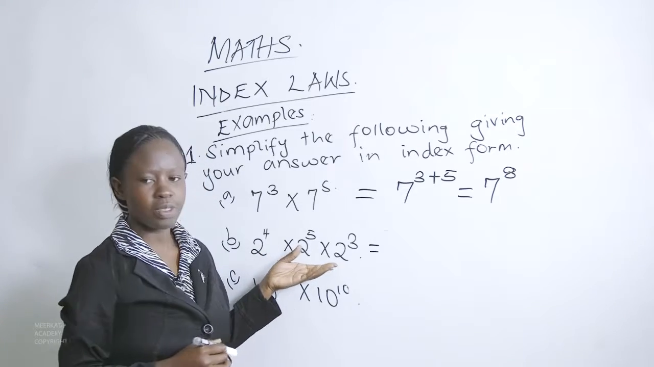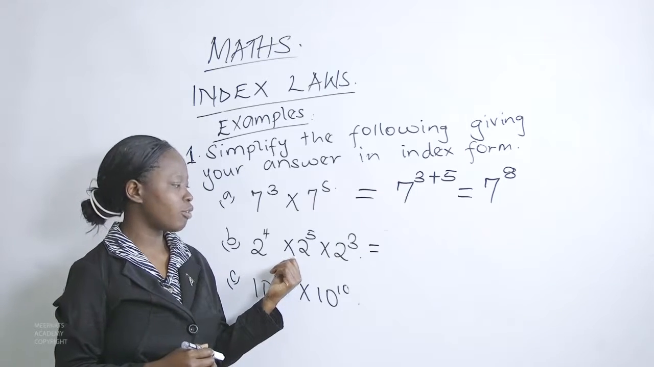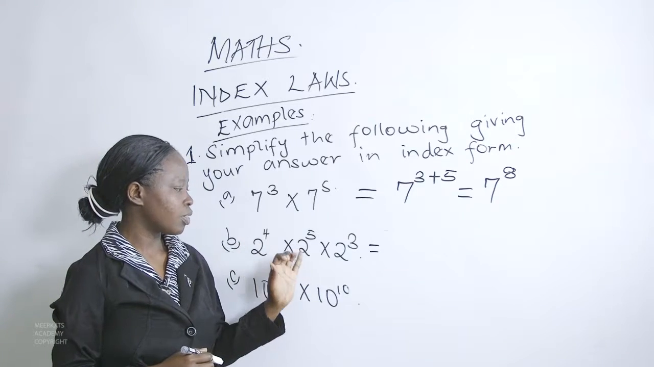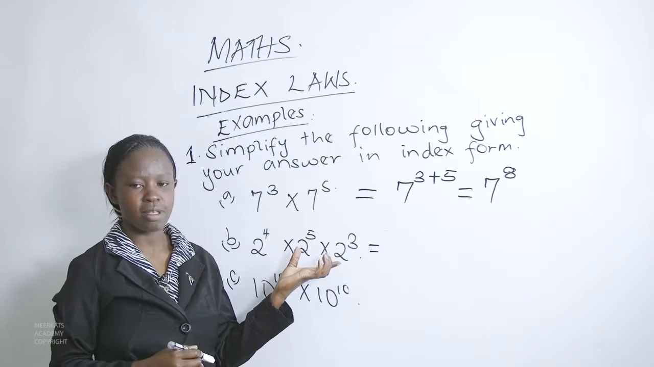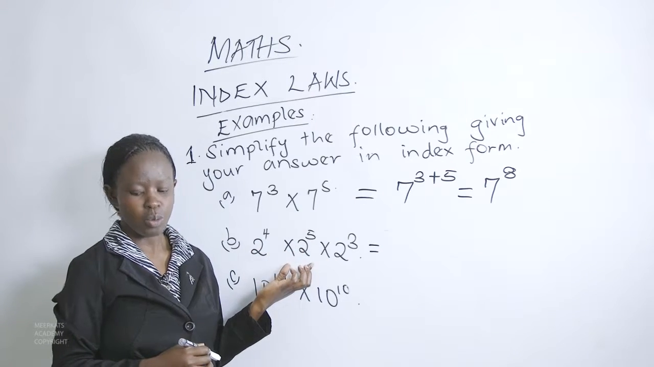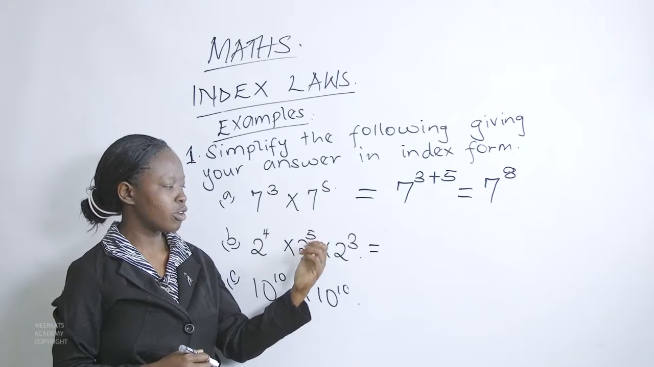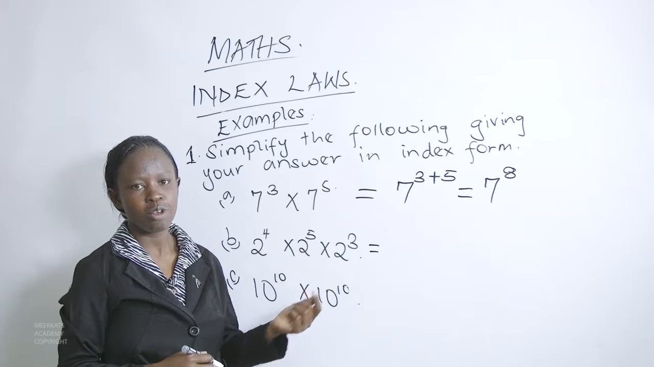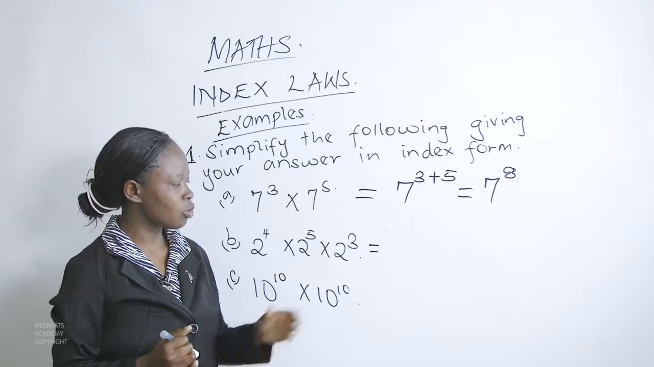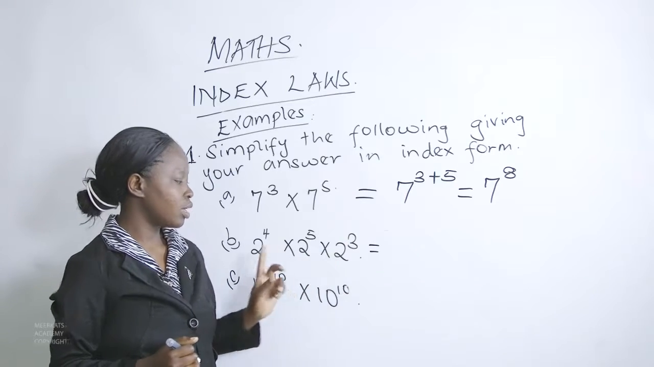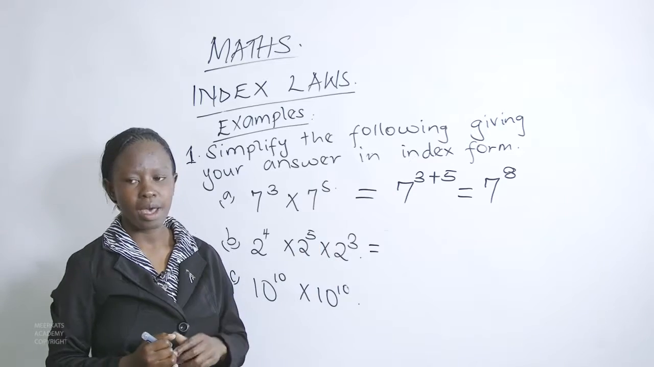We are still using the same law because it is still multiplication, and we are having the same base. This is our base, in this case 2. So we are having 2 to the power of 4 times 2 to the power of 5 times 2 to the power of 3. In multiplying and giving the solution to this, considering that they are to the same base, we simply add our powers.